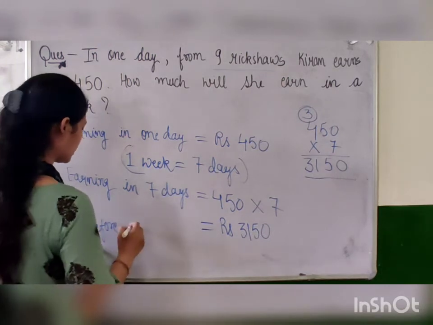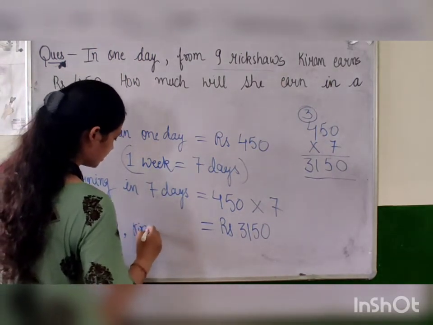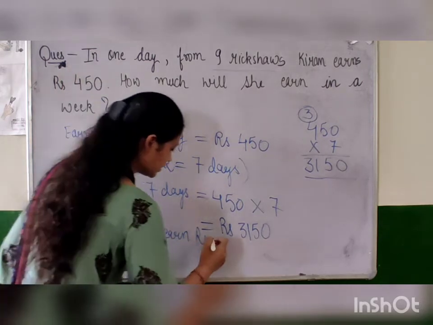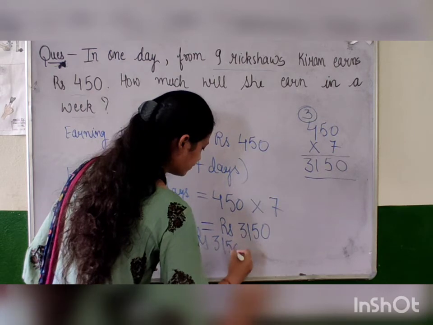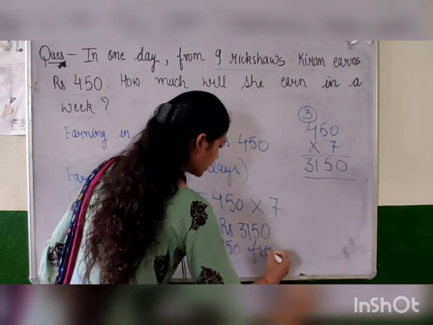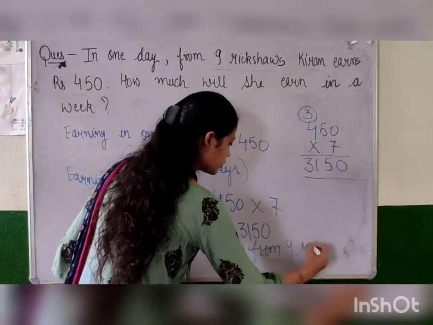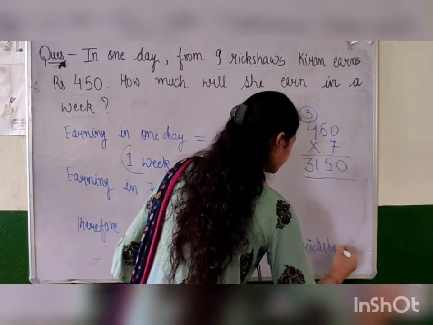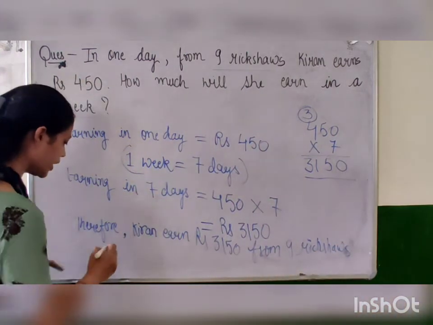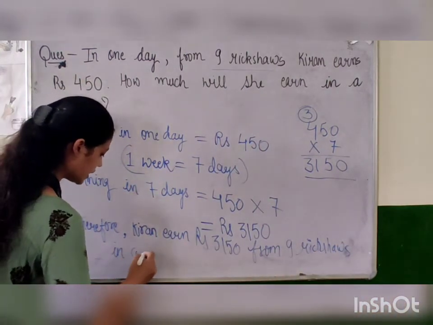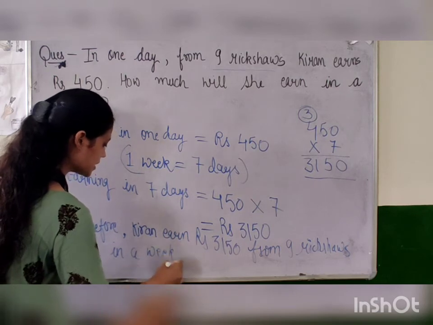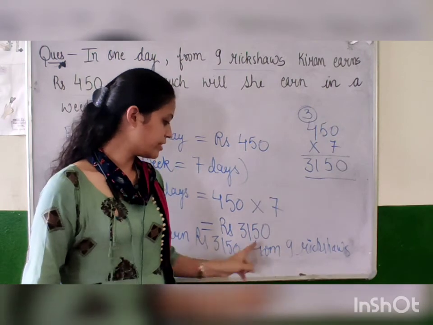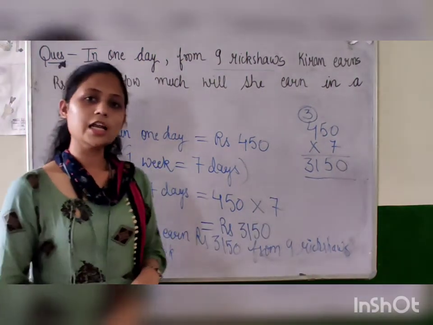So therefore, Kiran earned rupees 3,150 from her 9 rickshaws in a week. In 1 week. In a week, it means in 7 days. That is 1 week. So therefore, Kiran earns rupees 3,150 from 9 rickshaws in a week.